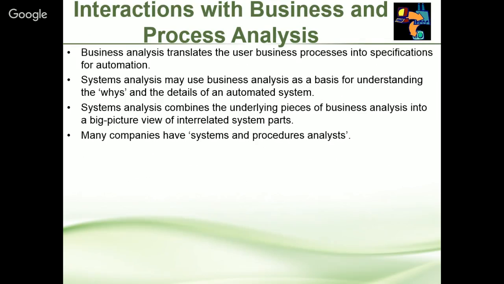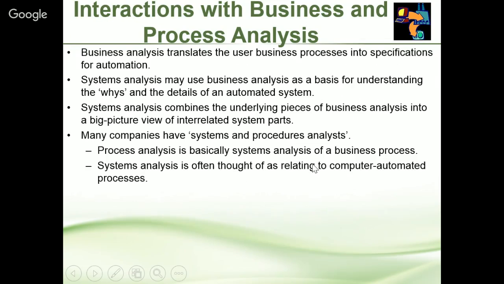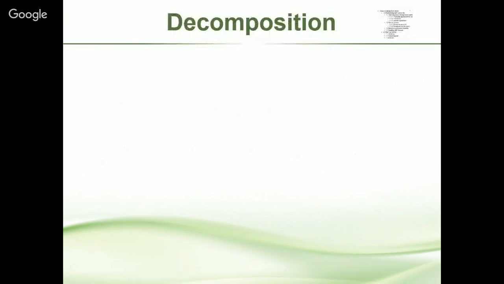Many companies actually have systems and procedures analysts who do process analysis as well as systems analysis. Process analysis is really pretty much systems analysis, but it's obviously not as concerned with automation. Systems analysis typically refers to something that has to do with computers, but really the tools and techniques can be used for any kind of complex system. I'm going to show you at one point a complex system map that has nothing to do with computer automation, just so you can see what those look like.